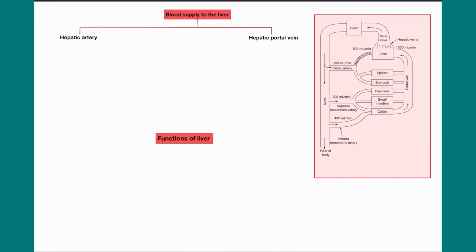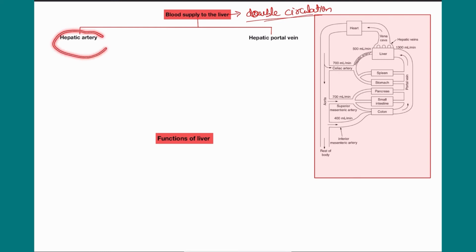Now let's move to the blood supply of the liver. Please learn this: there is a dual type of blood circulation in the liver, which is very important. I will explain how this occurs. First, through the hepatic artery, we supply oxygenated blood to the liver, and second is the hepatic portal vein, which supplies deoxygenated blood to the liver.